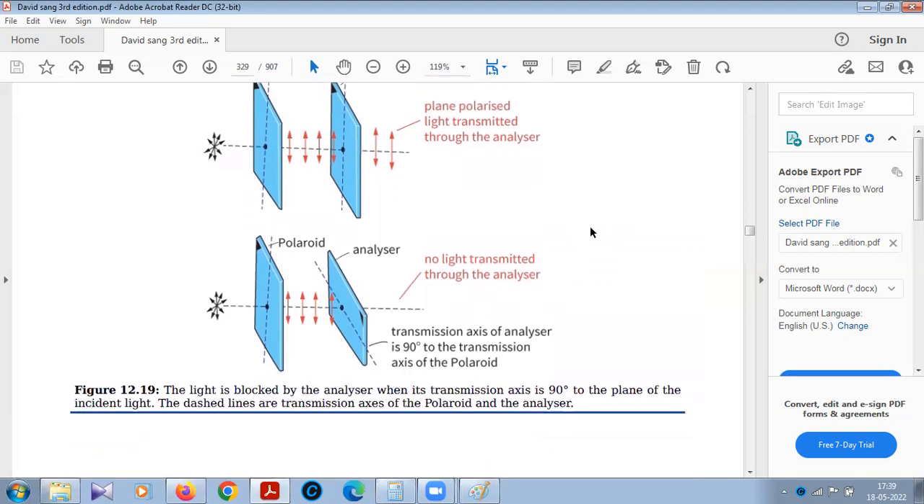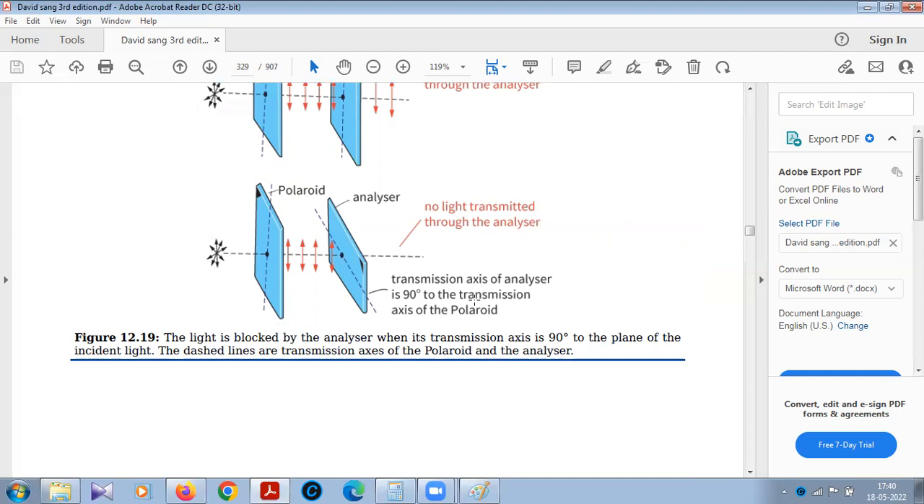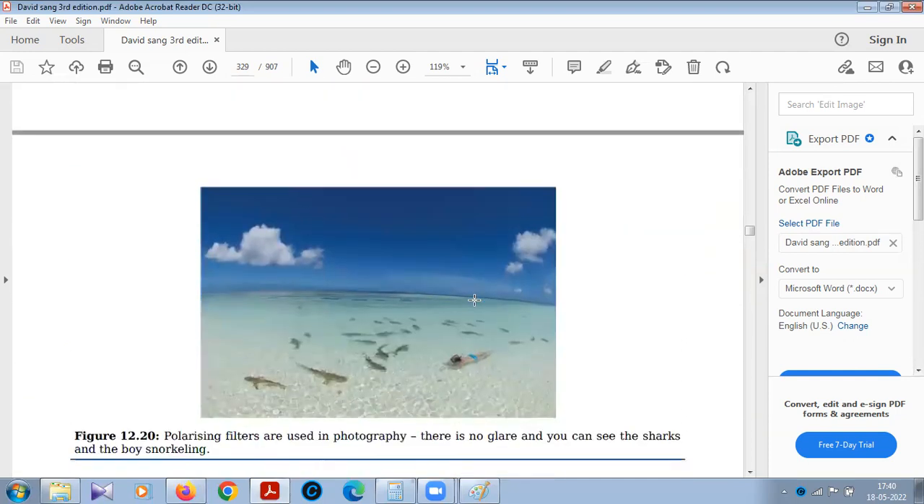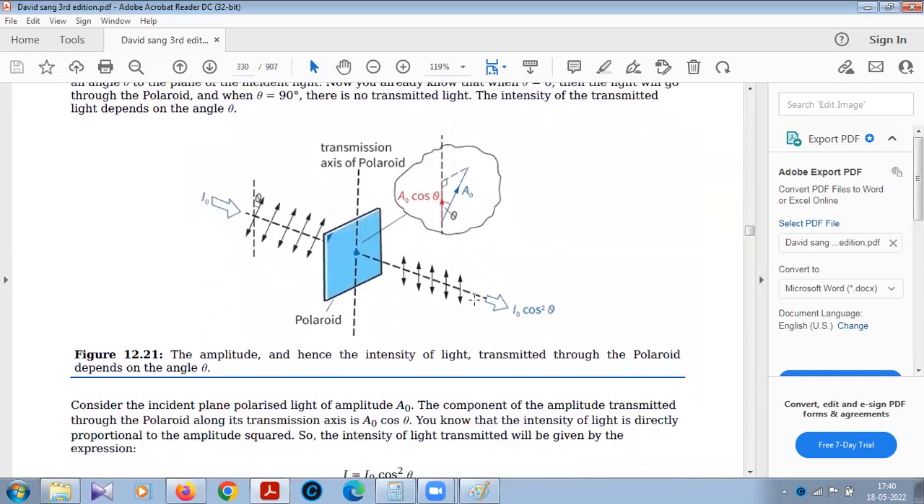But what happens when we rotate this analyzer by a certain angle? Suppose we are rotating it like this, perpendicular, 90 degrees. What will happen in that case? No light will be transmitted. But if we are rotating it by a certain angle, say theta.